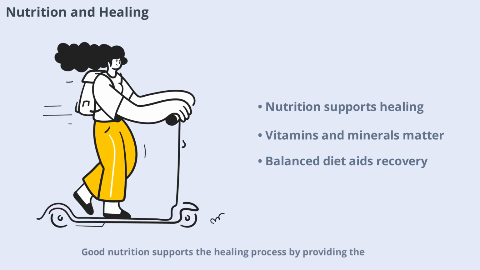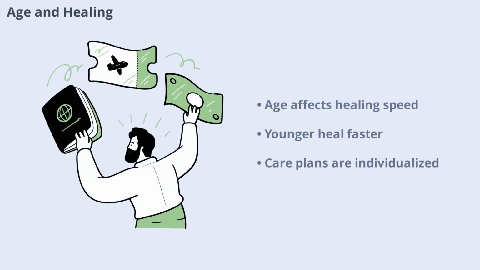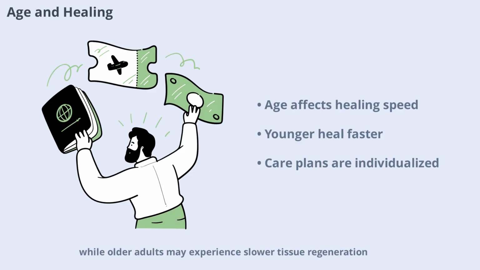Good nutrition supports the healing process by providing the body with the nutrients it needs to repair tissues. A balanced diet, rich in vitamins and minerals, can make a significant difference in recovery after periodontal therapy. Age can influence the healing process. Younger patients tend to heal more quickly, while older adults may experience slower tissue regeneration. Individualized care plans take age and other factors into account for optimal results.